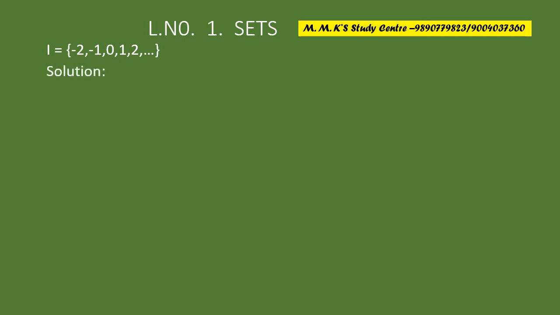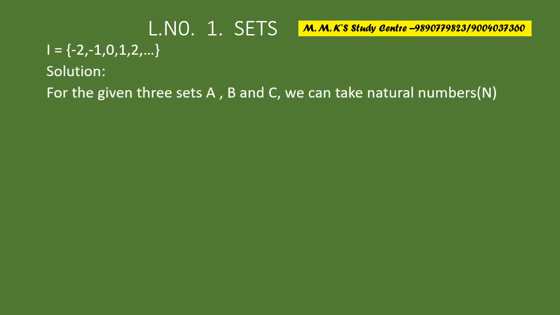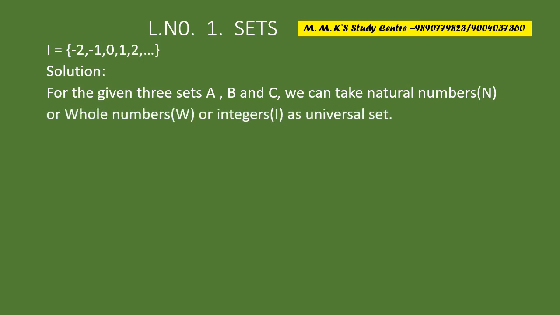So we can say that for the given three sets A, B, C, we can take natural numbers or whole numbers or integers as a universal set. Any one of these will work. I have given all three possible answers. Yes, children. Now we'll continue with the next sub question.